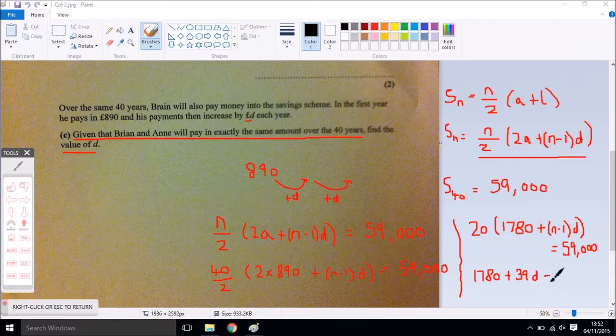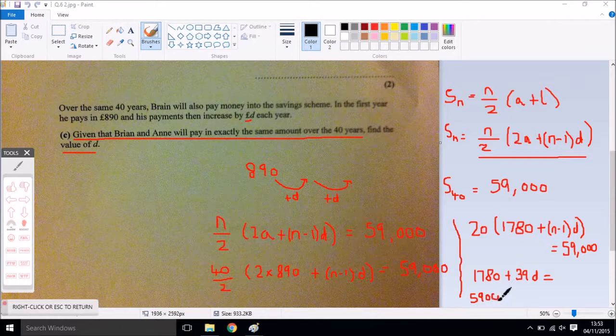okay, and dividing by 20 on the right hand side, or dividing 59,000 by 20, what that is going to give you is, okay, a quick way to do this is to divide by 10 and then half it. That's the best way to do it. So dividing this by 10 gives you 5,900. Just take off a 0 at the end.